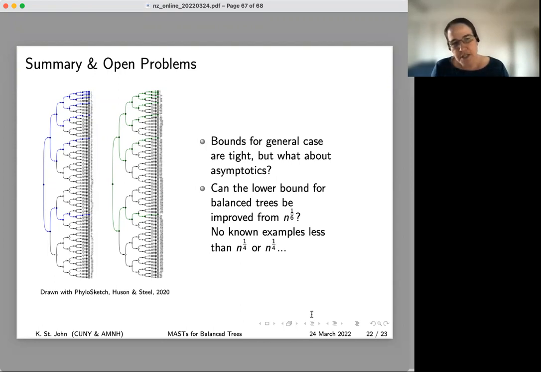The other question, which our proof method does not extend to, is how can you come up with better lower bounds for balanced trees? We have n to the 1/6, but no one knows any examples of MAST for balanced trees that are smaller than n to the quarter. I should say this should be n to the third. So it does seem like these should be much higher for our overall bounds.